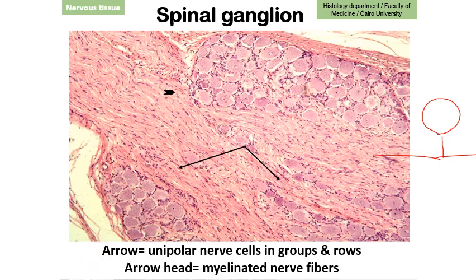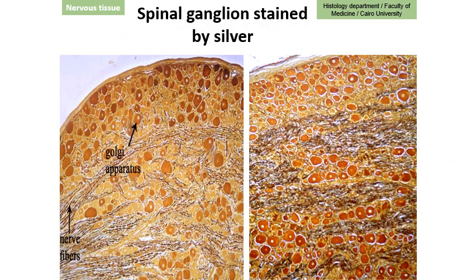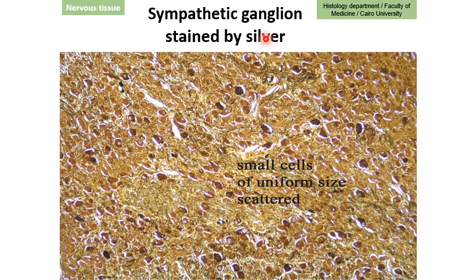This is a spinal ganglia stained by silver to demonstrate the Golgi apparatus. These cells are large, of different sizes, arranged in groups or in rows. You should say stained by silver. The last slide is the sympathetic ganglia. These cells are small, uniform in size, and scattered.